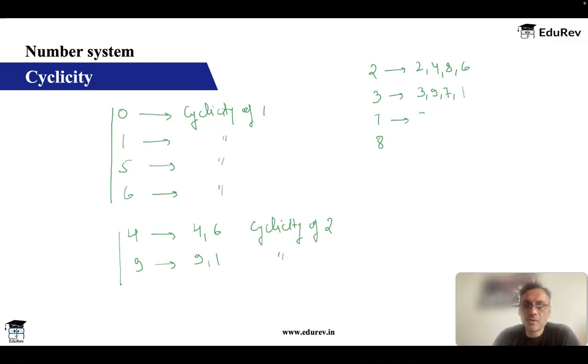7 to the power 1 is 7, 7 square is 49, 7 we looked at in the previous page, right? 7 cube is 343, which is 3. And again, you don't have to really bother about the power. 7 cube is 9 into 7, which is 63. And 7 to the power 4 is 3 into 7, which is 21. So you again have 1. And 8 will give you 8. 8 into 8 is 64, so 4. 8 into 4 is 32, so 2. And then 8 into 2 is 16, so 6. And then 8 into 6 is 48, so again 8. So you can see that all these have cyclicity of 4.